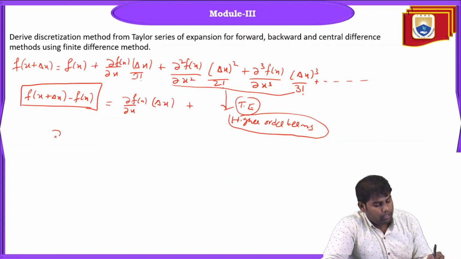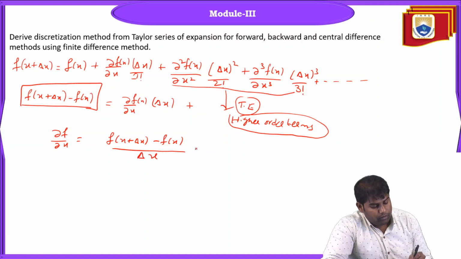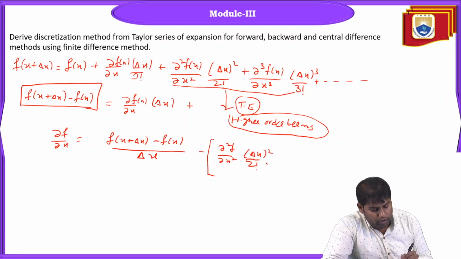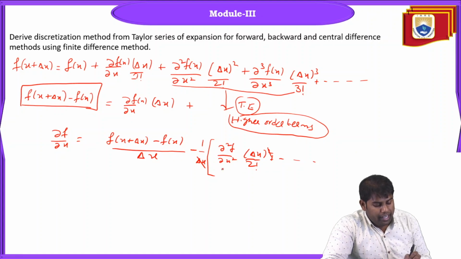So finally, ∂f/∂x is equal to f of x plus Δx minus f of x divided by Δx. Here it will be minus the terms we have: ∂²f/∂x² into Δx² divided by 2 factorial plus so on, all divided by Δx. So the leading error term is of order Δx.